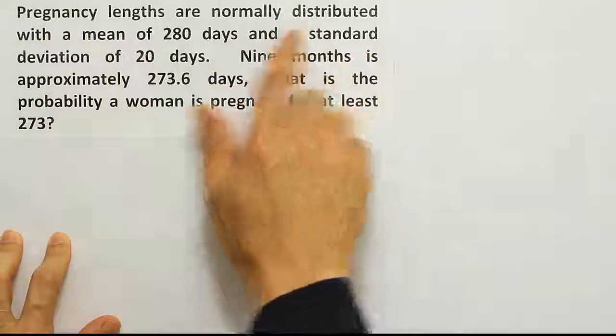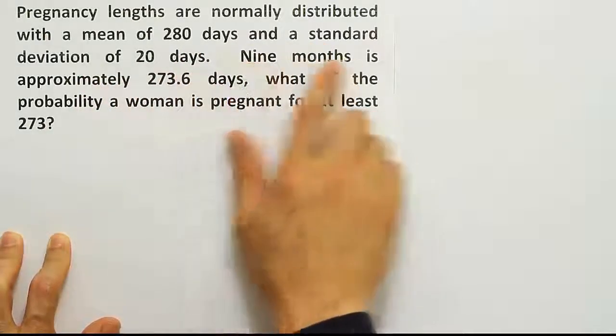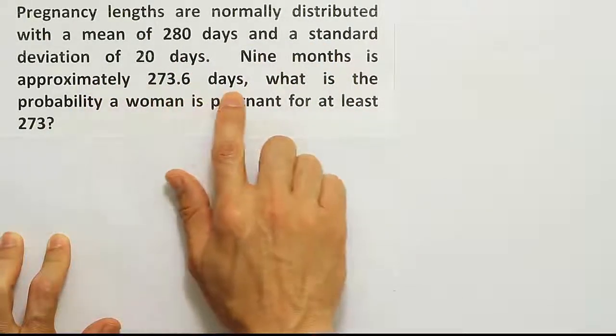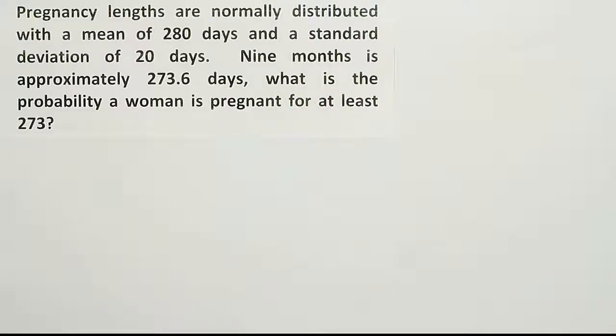Pregnancy lengths are normally distributed with a mean of 280 days and a standard deviation of 20 days. 9 months is approximately 273.6 days. What is the probability a woman is pregnant for at least 273?